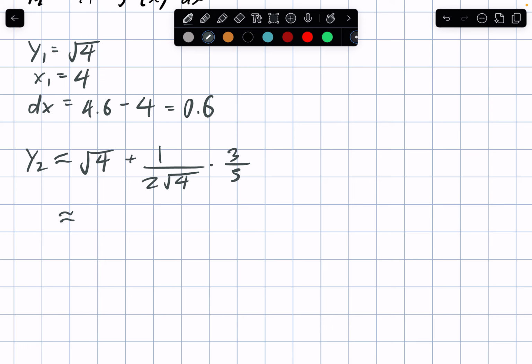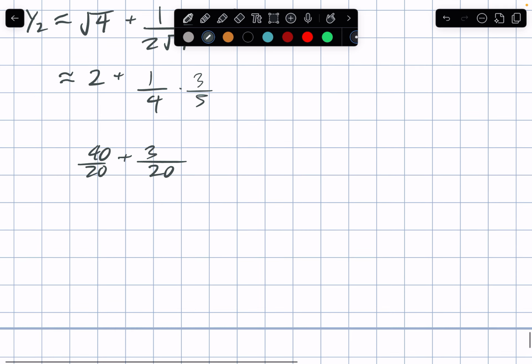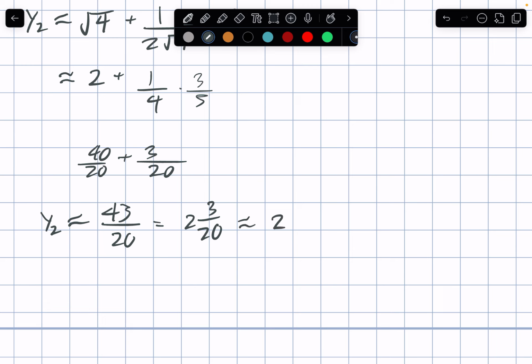Now, further simplify. Square root of 4 is 2. 1 over 4 times 3 over 5. 3 over 20 plus 2. 20, 40. So, we get for y sub 2, 43 over 20. Or 2, 3 over 20. You don't have to write a decimal anymore. These answers are already acceptable.